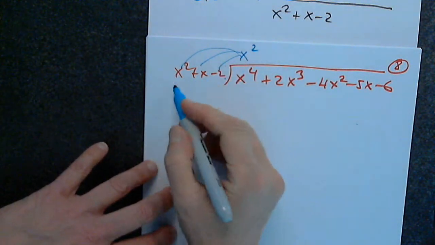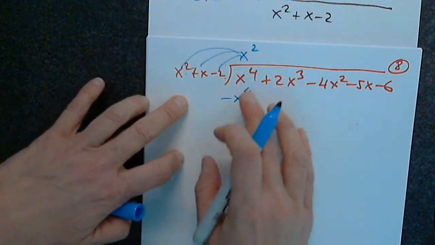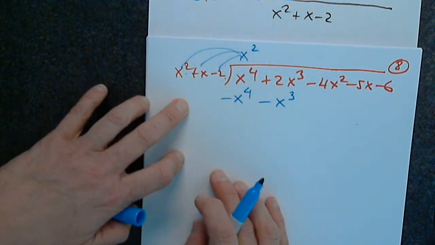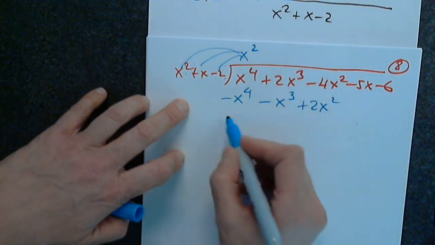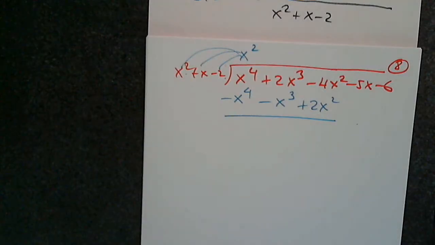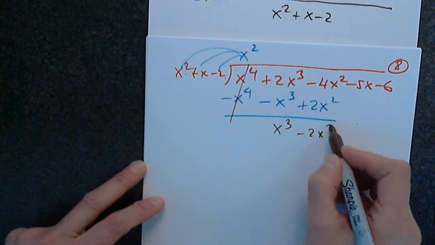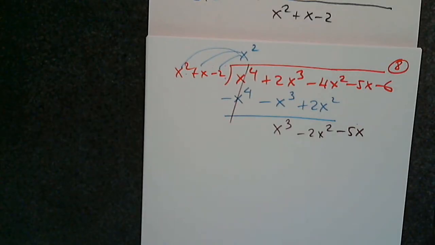Careful. So x squared times x squared is x to the 4th, but I have to change the sign. X squared times x is x cubed, but I have to change the sign. X squared times negative 2 is negative 2x squared, but I have to change the sign. Remember, you have to write the below like terms for 3 terms this time. Perform the operations you see. So this is x cubed and minus 2x squared, and bring down the next in line, because we need 3 this time.